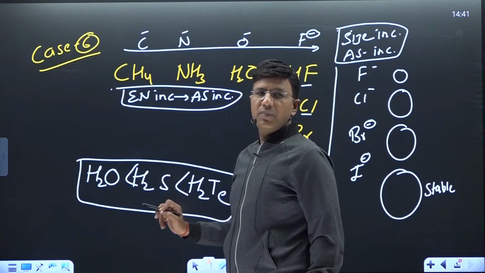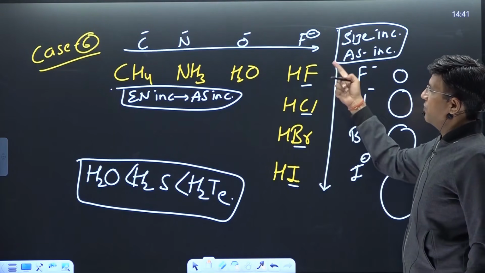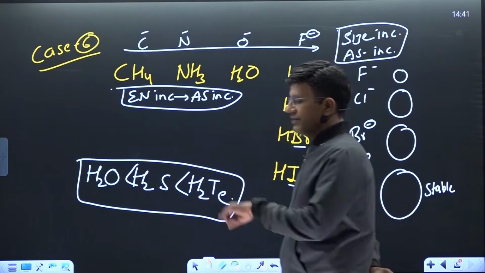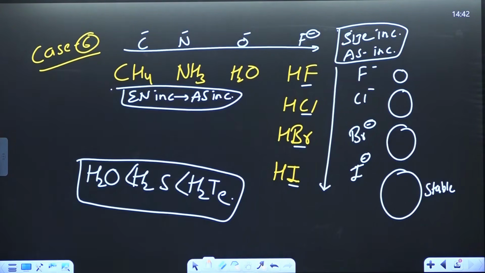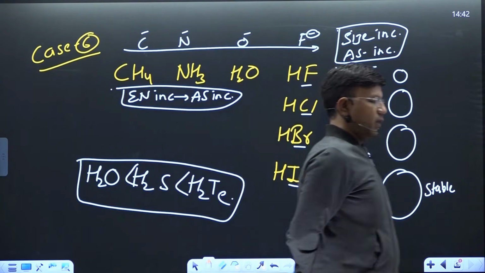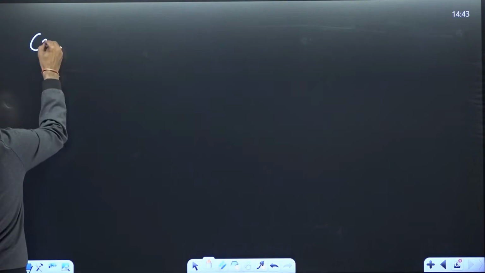Did you understand? When hydrogen is attached to an atom belonging to the same period, consider electronegativity. For the same group, consider size. Write this down. I has a bigger size, so it's already stable. That means electronegativity in the same period and size in the same group. Write 7.